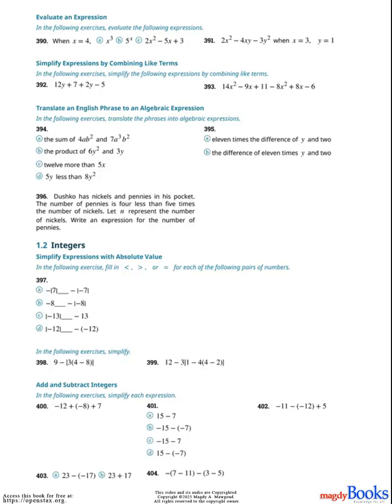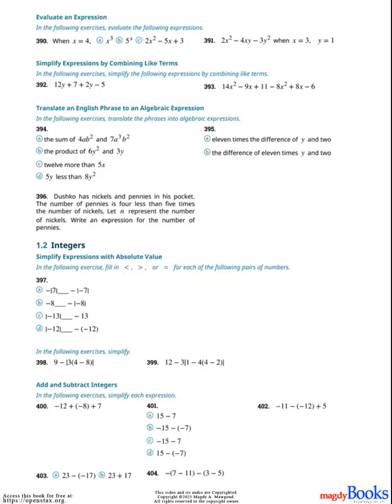1.1.4. Translate an English phrase to an algebraic expression. In the following exercises, translate the phrases into algebraic expressions. 394. A. The sum of 4a, b squared, and 7a cubed, b squared. B. The product of 6y squared and 3y. C. 12 more than 5x. D. 5y less than 8y squared.